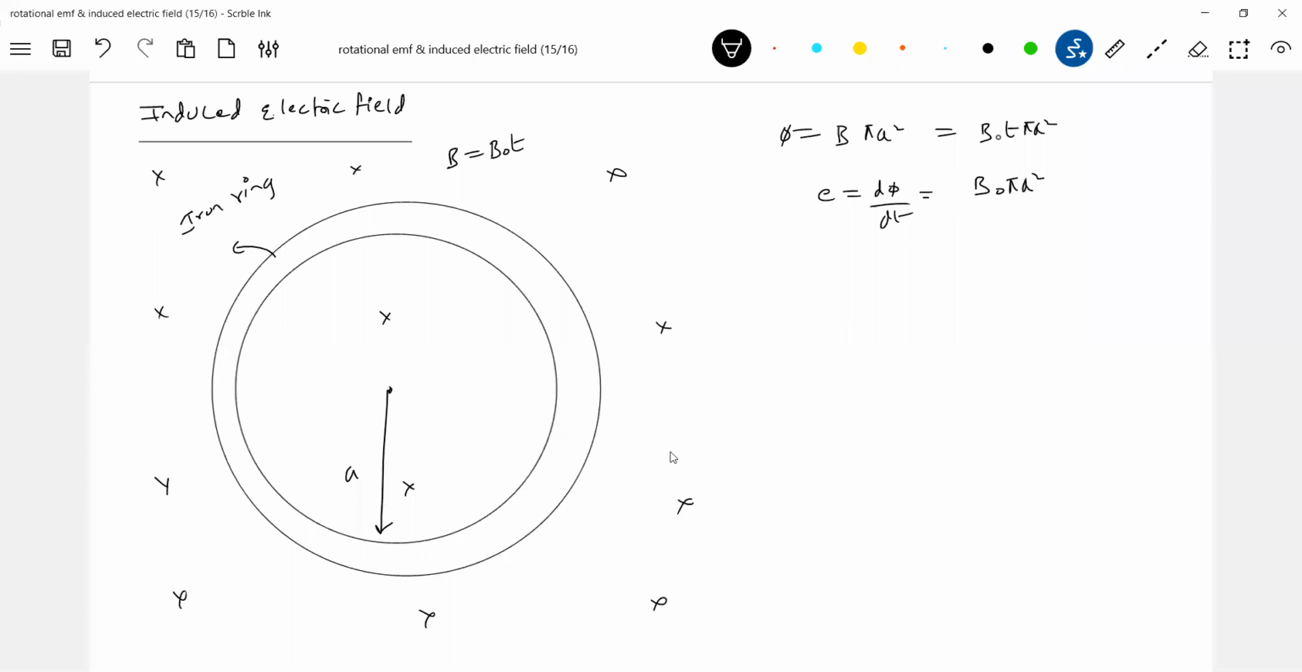Let R be the resistance of the ring. So what is the current? E by R. I think we know all these basic ideas. How will that induced current flow? That induced current will flow anti-clockwise, from Faraday's law or Lenz's law. This is the direction of that induced current.